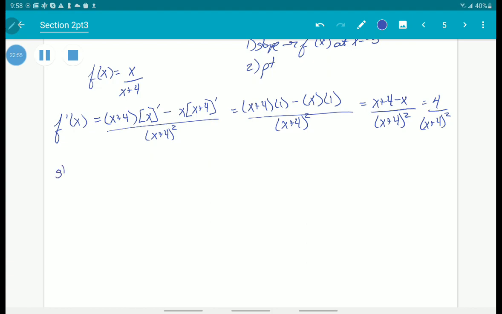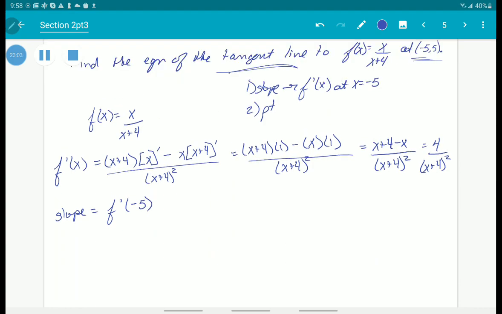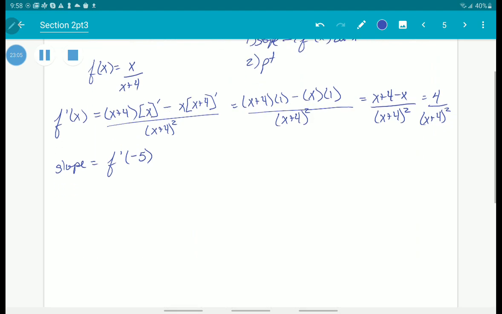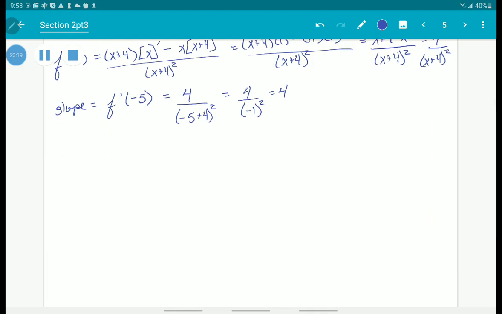So our slope of the tangent line is equivalent to the derivative evaluated at our point, and we're looking at an x-coordinate of -5. So we're going to have 4 over -1 squared, which is going to give us a positive 4. So we have a slope, we have a point. Now we can use point-slope form.